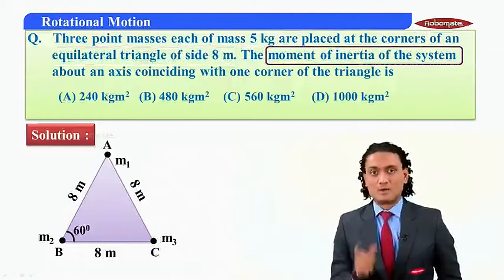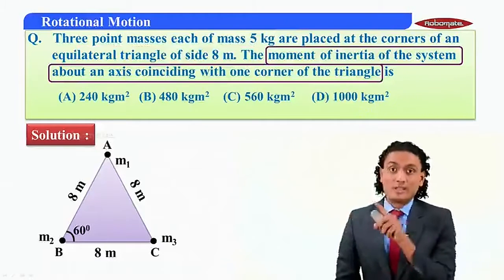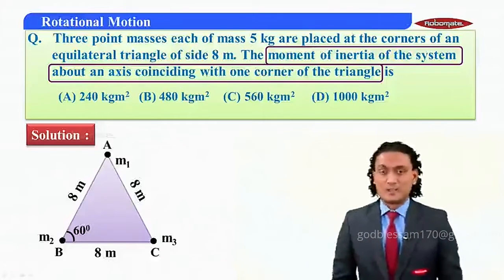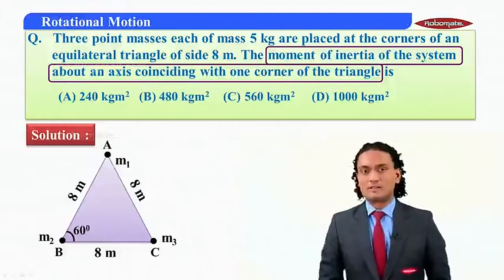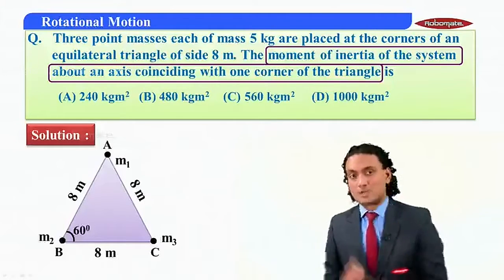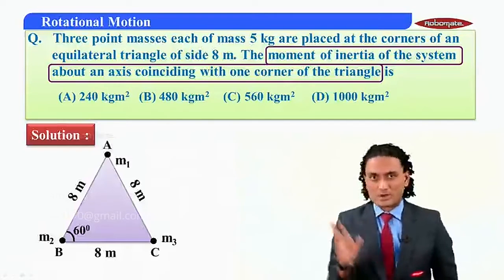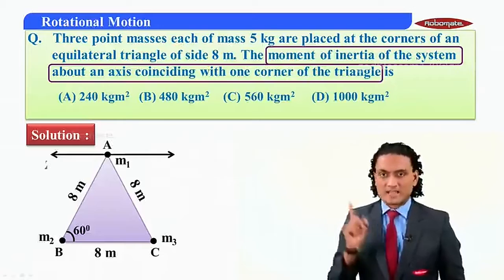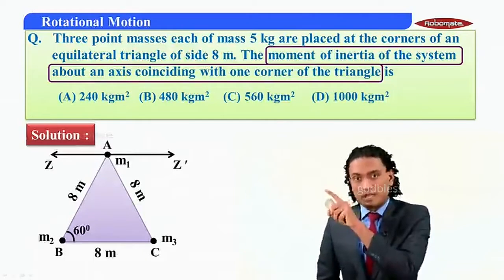The moment of inertia of the system about an axis coinciding with one corner of the triangle. So what they are saying is, you need to take an axis that coincides with one corner of the triangle and find the moment of inertia of this system about that axis. That corner can be any one of the 3 corners of the triangle. So I'm going to take an axis ZZ' coinciding with corner A of the triangle.